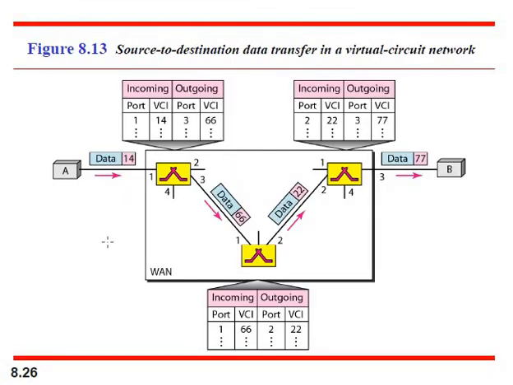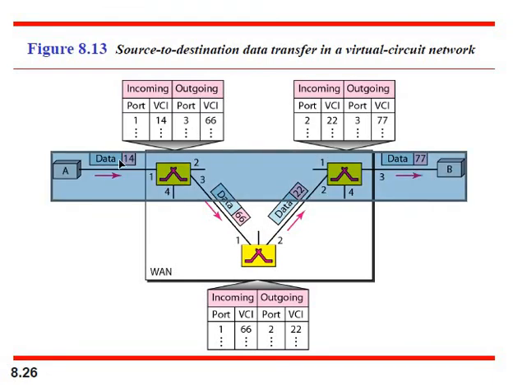So you can see this example here. A is a sender and B is a receiver. Now from this, A is sending one packet that has some data, and when it has sent, its initial VCI is 14. So incoming port will be 1, VCI will be 14. Just see here how to fill these routing tables. Incoming port is 1, VCI is 14, and it is going out from port number 3.